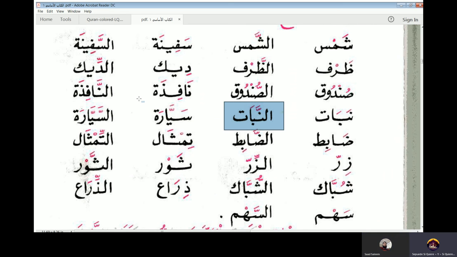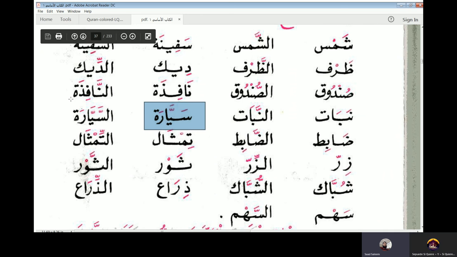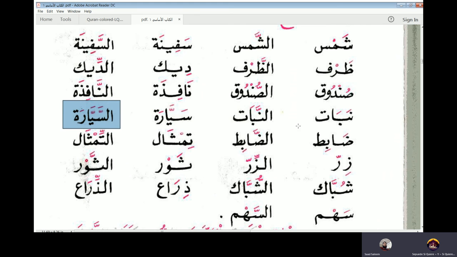Annabatu. Okay. Sayaratun. Oh, the plants. Yes. Sayaratun is a car. A car. Good. As-sayaratu is the car. Good.